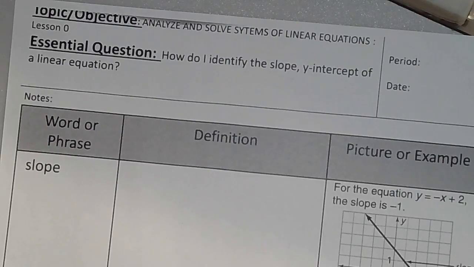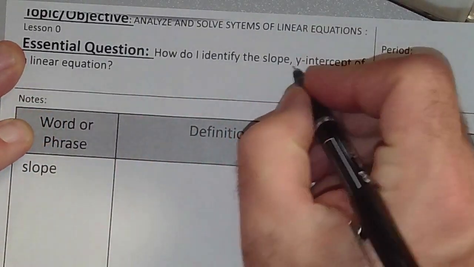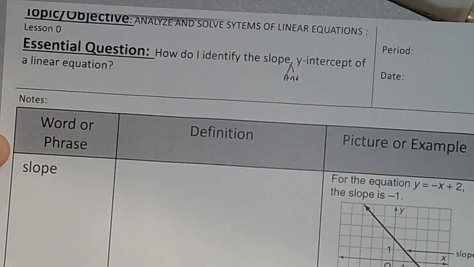Here we go. First lesson, topic 5. And this is actually technically not lesson 1. It is lesson 0. So we're doing some foundation building before we jump into the first lesson of this unit. We have an essential question that's already given to us. How do I identify the slope and y-intercept of a linear equation?